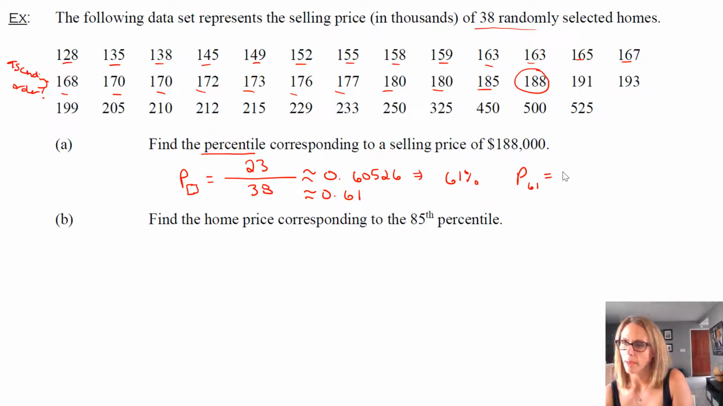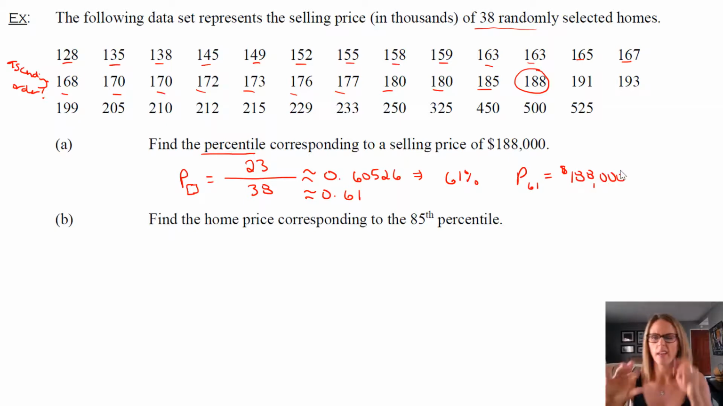So that means that 61% of the values sit below 188,000, and then the other 39% of the values sit above.